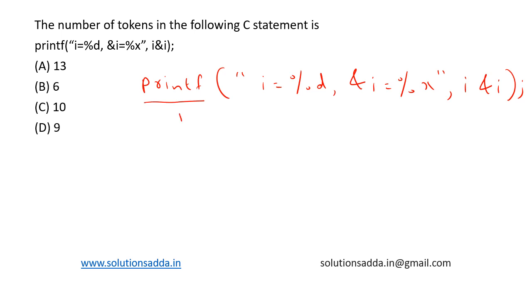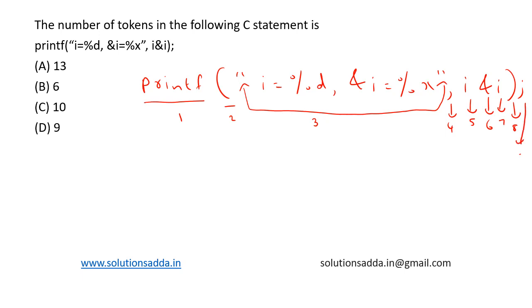This would be one token. This would be second token. Whatever is inside the quotes till here will be considered as a single token. This is 3. This would be 4. This would be 5. This would be 6. This would be 7. This would be 8. And this would be 9. So the number of tokens in the following C statement is option D, 9.